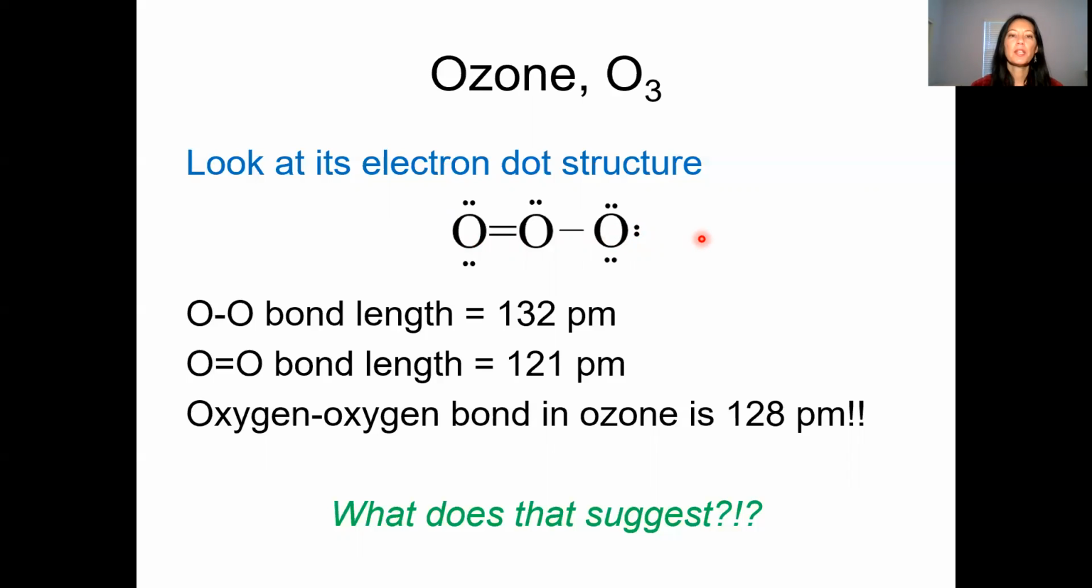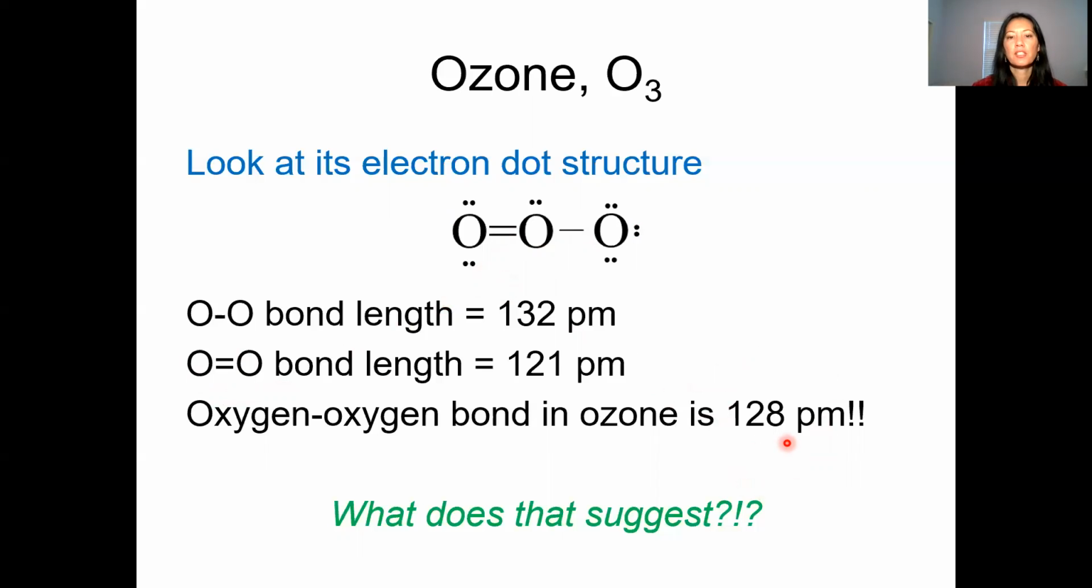Okay, the reason why I wanted to bring ozone up is because there are some interesting observations that scientists noted. So first, let me give you some background. An oxygen-oxygen single bond is 132 picometers. That's longer than an oxygen-oxygen double bond of 121 picometers, so shorter for the double bond. When they looked at ozone, they didn't find a single and a double bond length. They only found 1 bond length of 128 picometers.